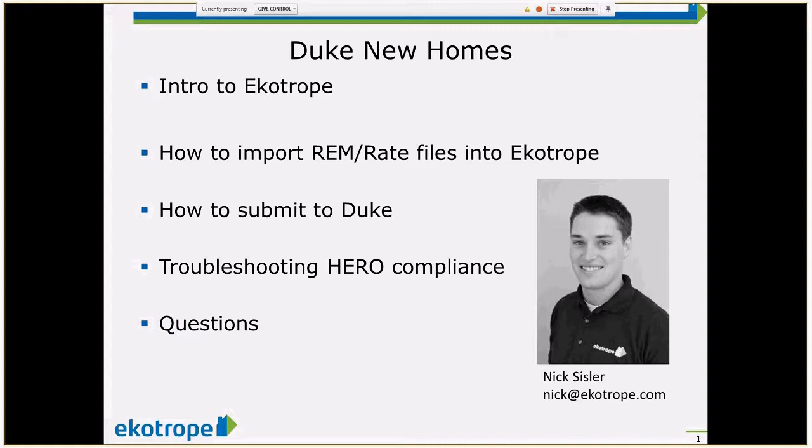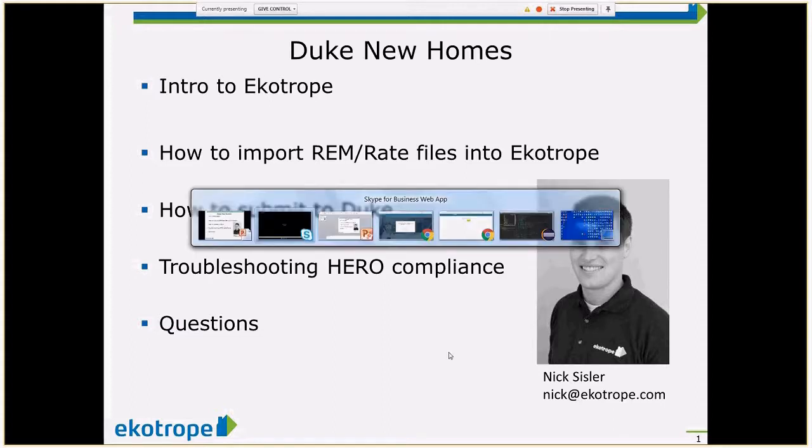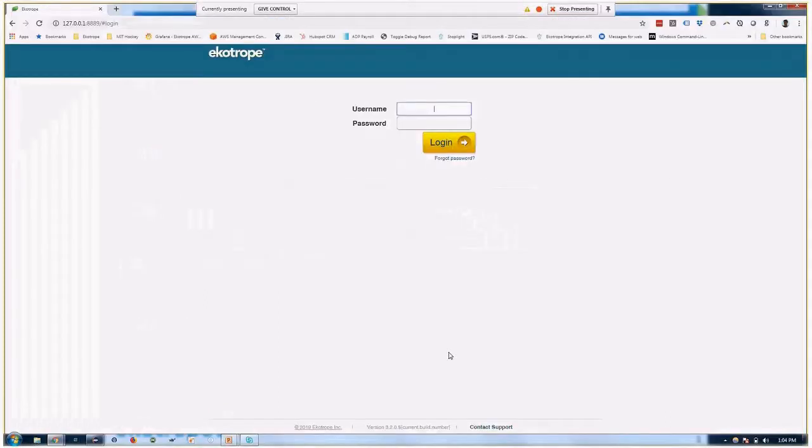So I was just walking through my quick agenda. We'll start with an intro to Ekotrope, how to import REMRate files into Ekotrope, how to submit ratings to the Duke program from Ekotrope, and then we'll walk through a little bit of troubleshooting any issues you might have with compliance, how you can find solutions to those, and we'll finish up with some questions. So I'll head over to the software.